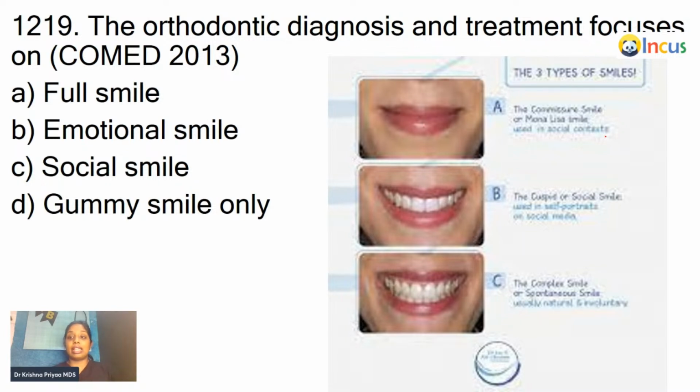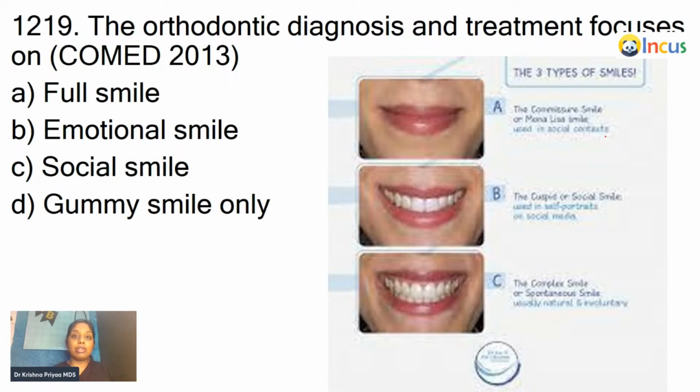See, smiles are of various types. There is a Mona Lisa smile, okay, that is called the commissure smile, where the patient won't show their teeth at all. The second is the social smile, that is the reproducible smile. The patient won't smile fully, but they would have that posed smile wherein they repeat the smile again and again consciously. And there we have a complex smile, which is the spontaneous smile. The patient can't control this smile.